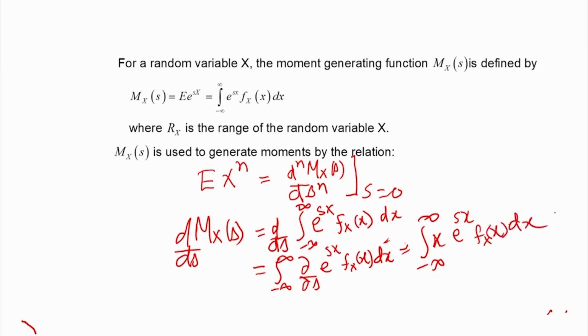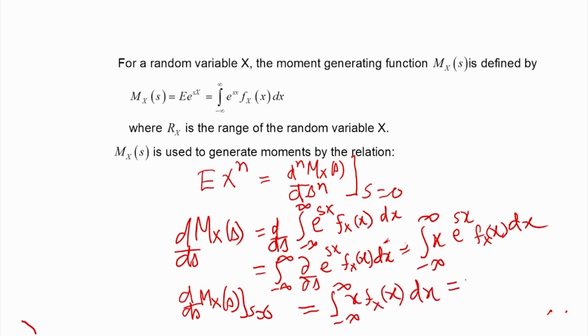Therefore, if I put d/ds of M_X(s) at s equal to 0, what will we get? This one will become 1. So, we will get that is equal to the integral from minus infinity to infinity of x f_X(x) dx, which is nothing but E[X].